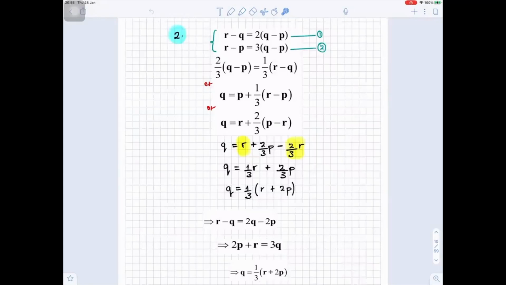So these are other ways you can do question 2. You have equation 1, equation 2, and you can arrange them like that or like that. And you can do the same, you follow through and you get the same answer. It's just a different way to arrange and do it.